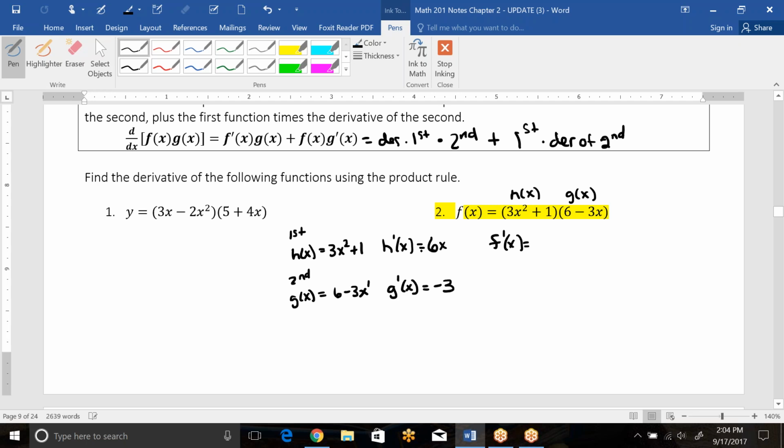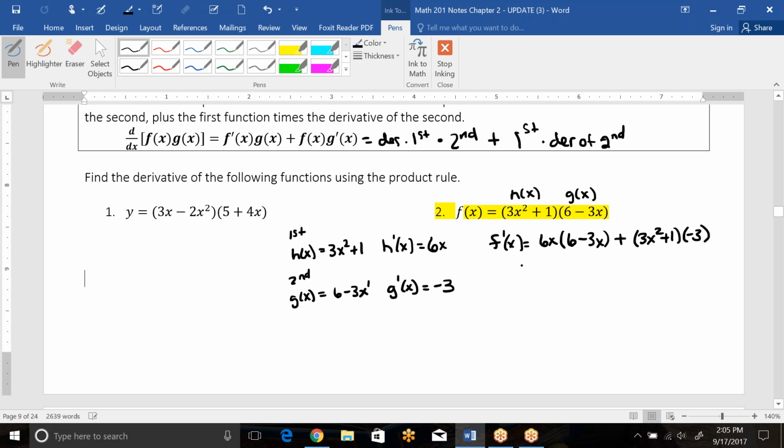So if we want to take the derivative of our entire function f, we go by our rule. It's the derivative of the first, which would be 6x, times the actual second function. So notice if we've written it like this, you see that that's kind of in a diagonal together, plus the first function, so that's the 3x squared plus 1, times the derivative of the second one, which is -3.